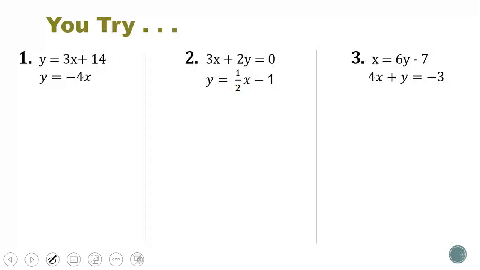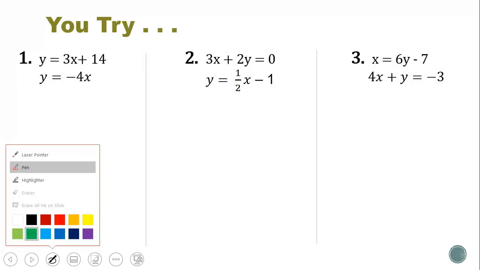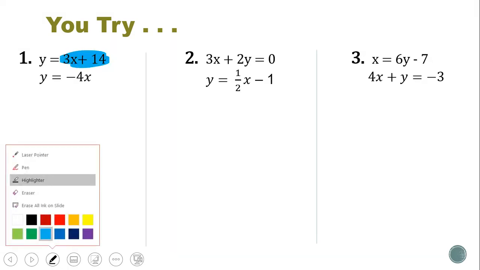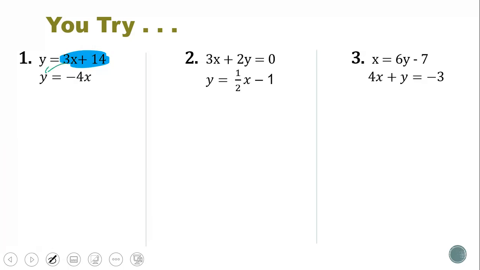Several examples that we'll look at in class. Notice sometimes both of your equations are solved for y. That's perfectly acceptable. In that particular case here, we're just going to take that 3x plus 4, and we're going to plug it in right there where y is in my second equation and solve from there.